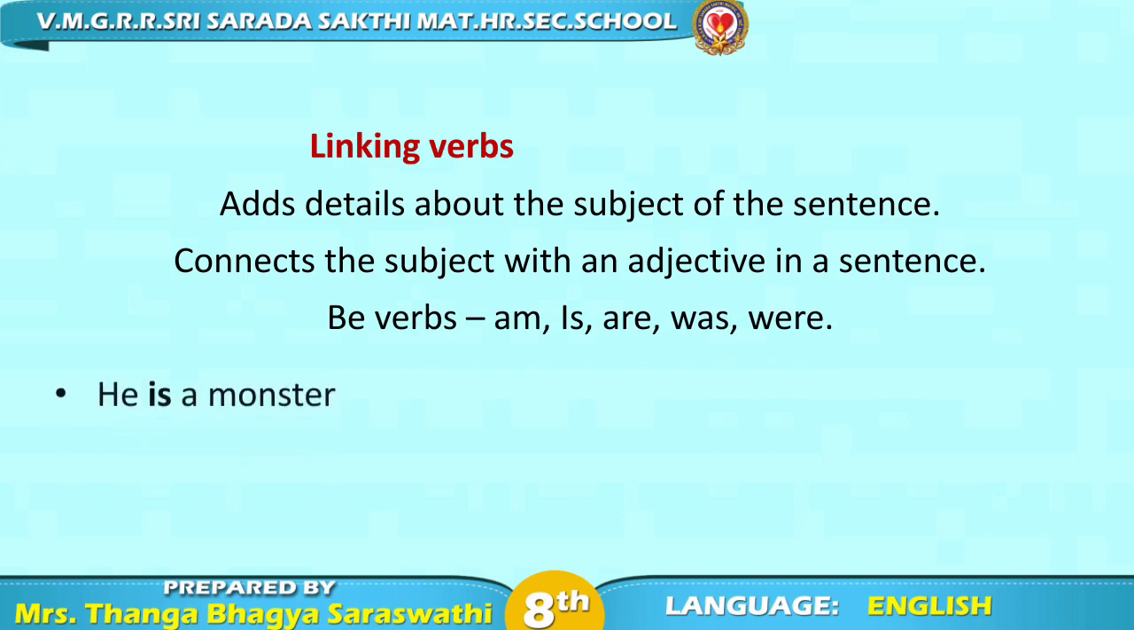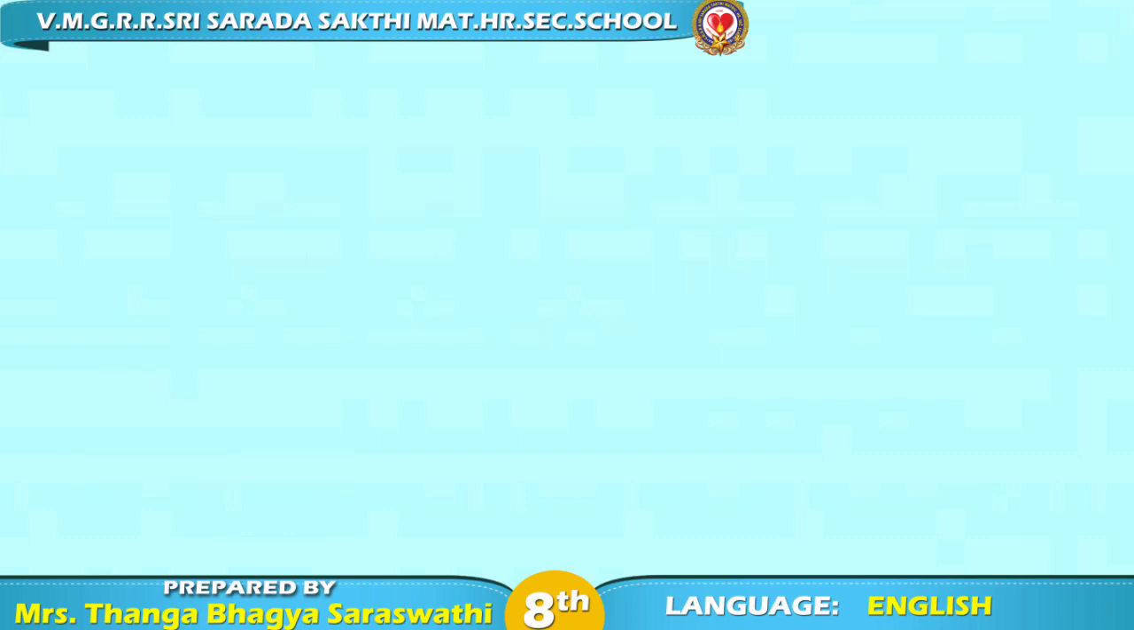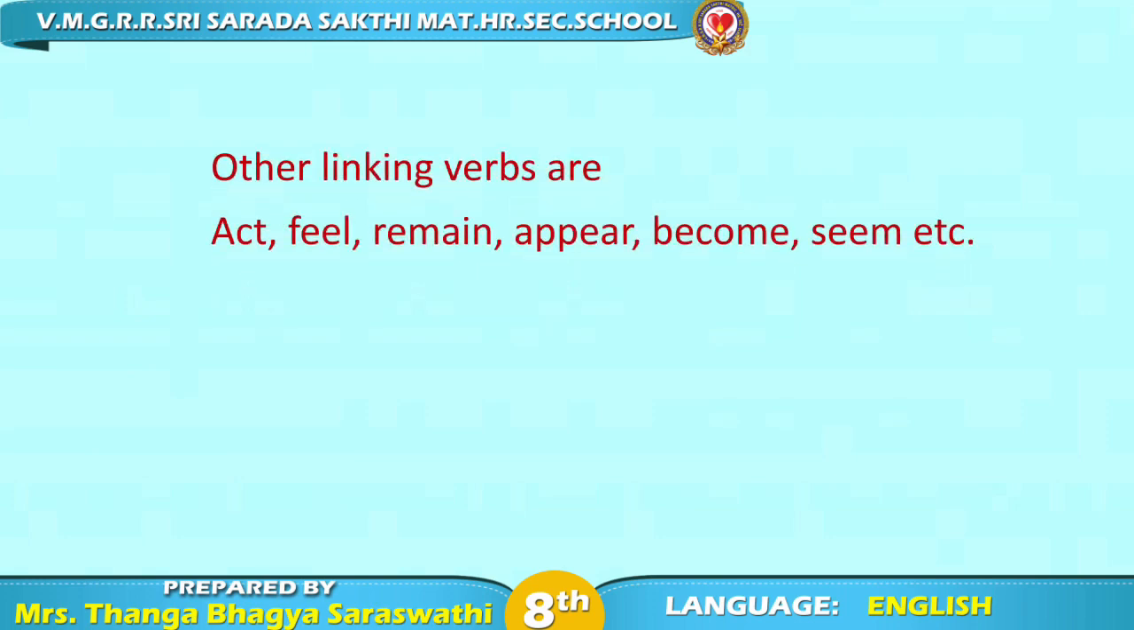He is a monster. Here monster is an adjective and is is a linking verb which connects the subject with the adjective. They are players. Here are connects the subject with the adjective players. Next, the other linking verbs are act, feel, remain, appear, become, seem, etc. These are other linking verbs.